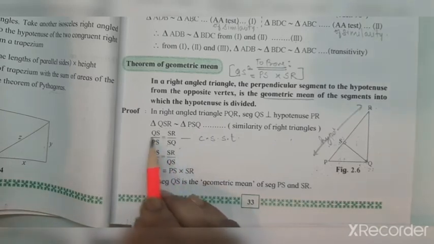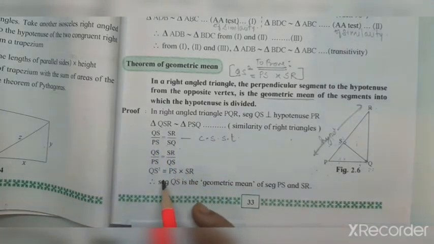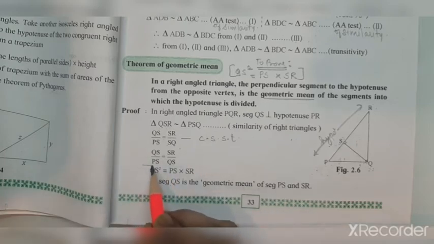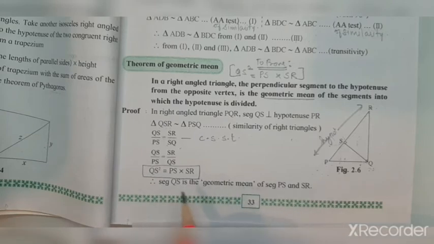Why? Because QS into QS, we want QS square. So when we cross multiply, we get QS into QS as QS square is equal to PS into SR. That proves that QS is the geometric mean of segment PS and SR. Again, this is also one important property which we need to know so that we can use it while solving the sums.